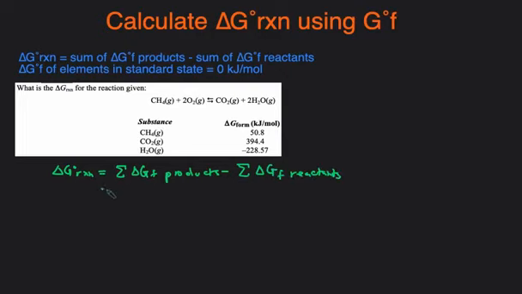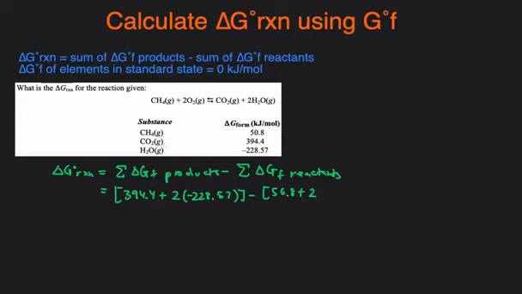Now just plug numbers in. On the product side, we have 1 CO2 and 2 H2O. So it'll be the value of CO2, which is negative 394.4, plus 2, because we have 2 H2O's, times the value of H2O, which is negative 228.57, and then subtract the values of the reactants. We have 1 CH4, so it'll be 50.8, and then we have 2 O2, so it'll be 2 times the value of O2.